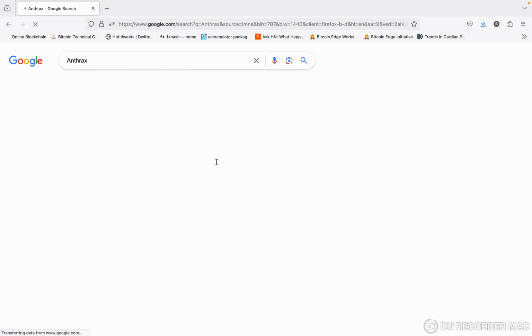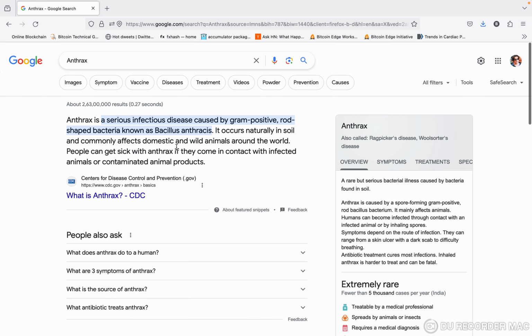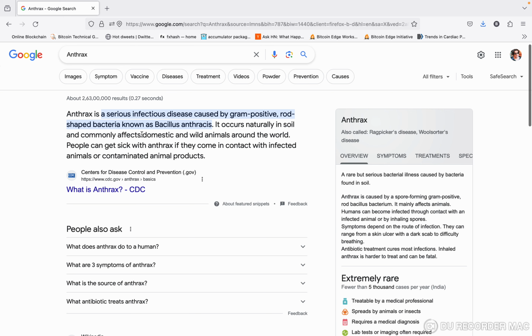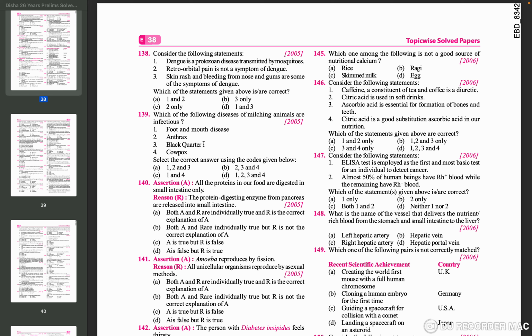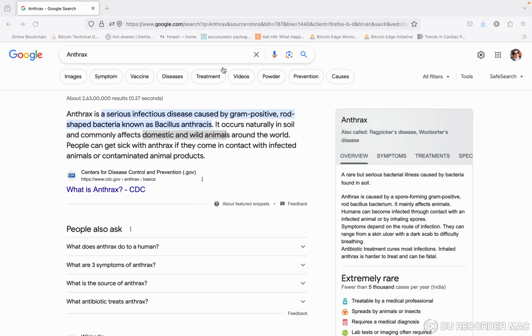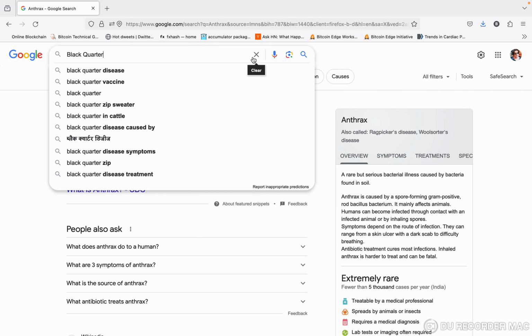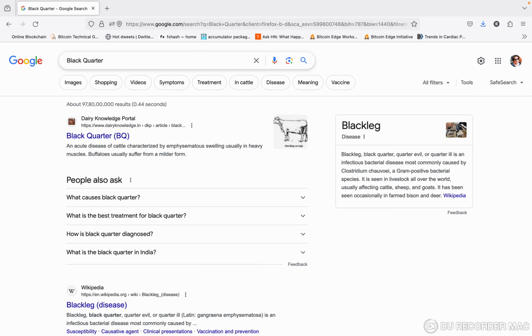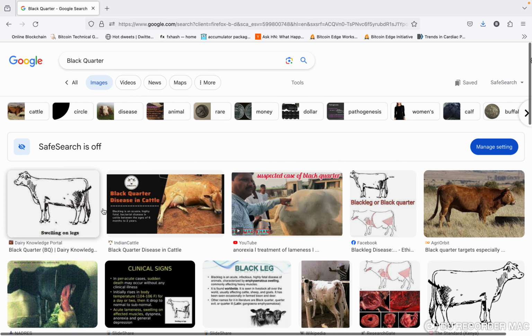Okay, so this is anthrax. It mainly affects domestic and wild animals. Okay, what is black water? Let me check. Okay, black water is specifically a cow disease. Check images. Okay, something related to cows.